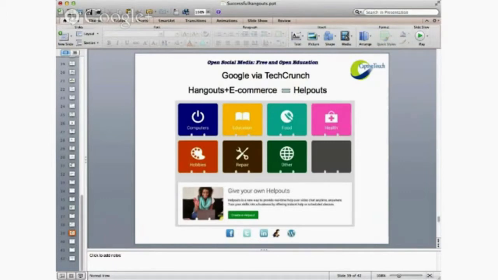Helpout is a new way to provide real-time help over video chat anytime, anywhere. Turn your skills into a business by offering instant help or scheduled classes. So businesses like Udemy and Skillshare and things like that might want to take note and be a little bit worried if this becomes a reality.